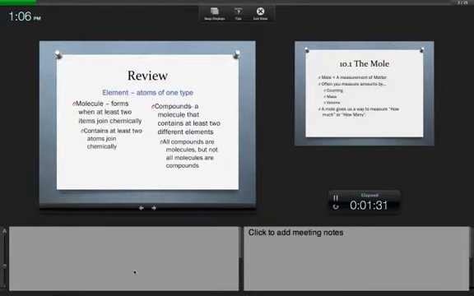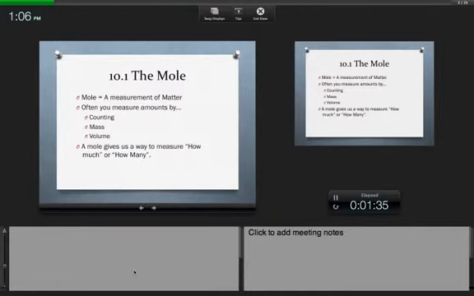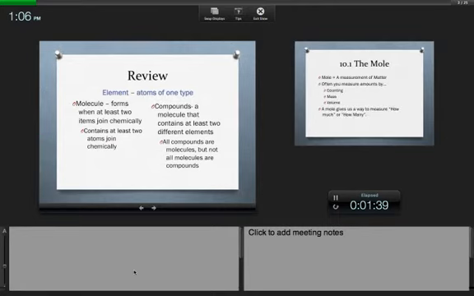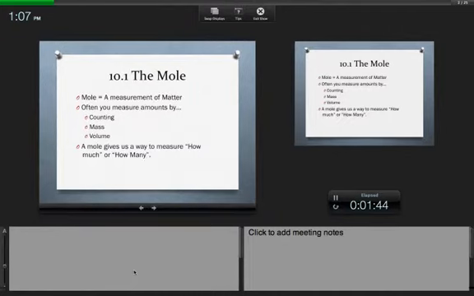Okay, so now let's look at just a little bit of review. Sorry, did I go too fast? Anyone? Okay, so a little bit of review as to what a mole is.